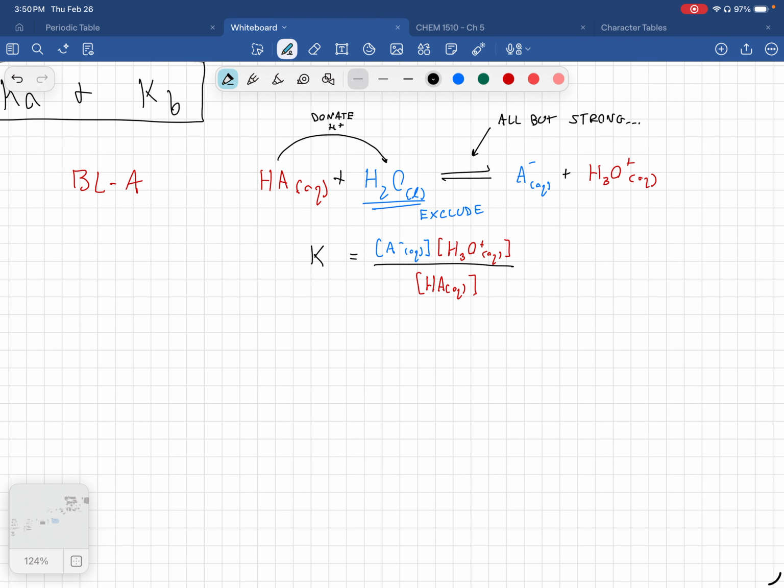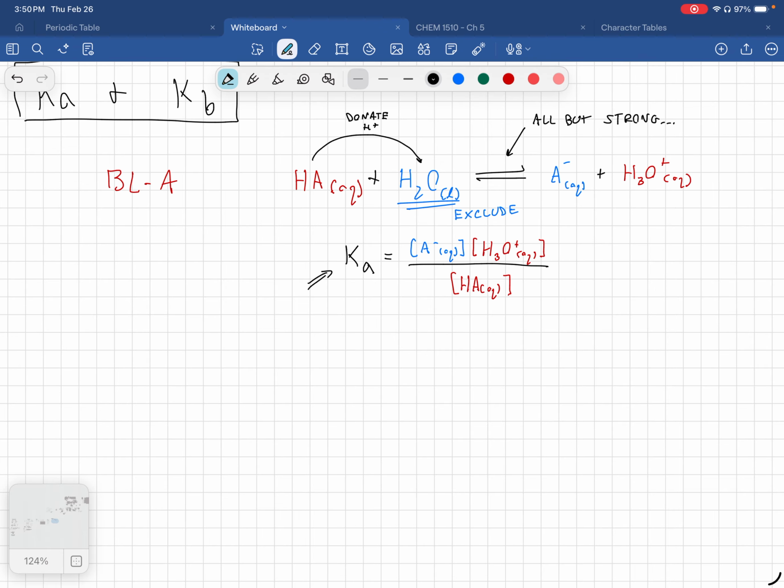This particular reaction, acid plus water forms conjugate base plus H3O+, and this equilibrium expression is known as a Ka, or an acid ionization constant, although sometimes it's referred to as an acid dissociation, although I do not like that designation. This is an ionization, an acid ionization constant. Okay, acid ionization, it's a special K.